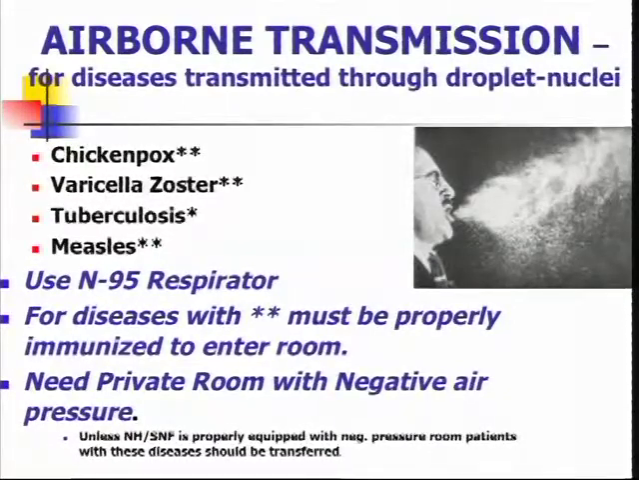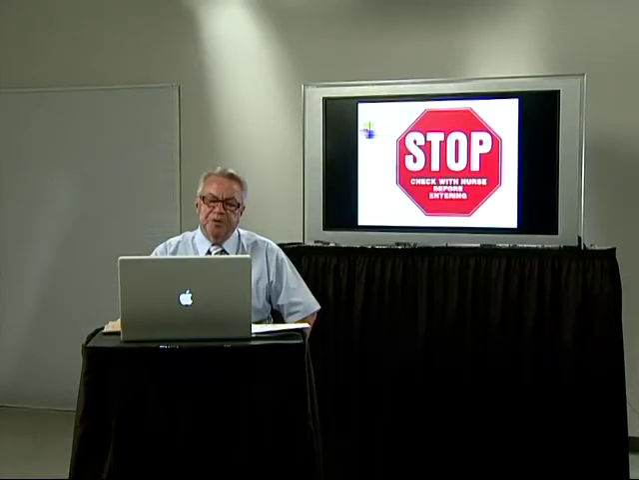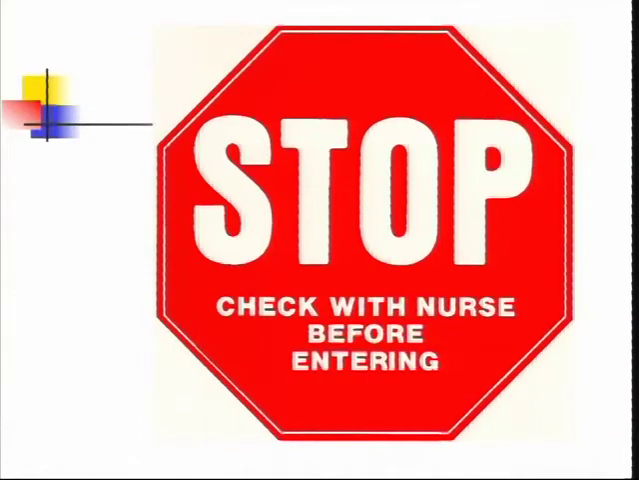For diseases like chickenpox or measles, you want to make sure that anybody who's caring for these patients has been properly immunized. You would need negative air pressure for these patients, and in most cases, someone would put something like a stop sign on the door that says, check with the nurse before entering, so they could make sure that people were properly immunized before entering those rooms.